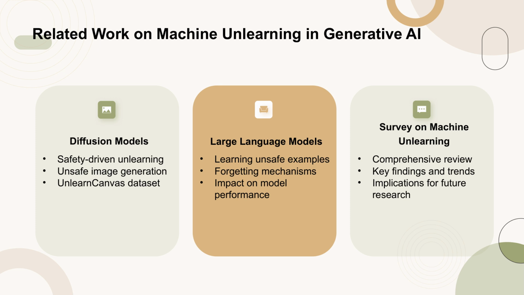In the context of large language models, the studies explore the learning and subsequent forgetting of unsafe examples, examining how these processes affect model performance. Lastly, a survey on machine unlearning provides a comprehensive overview of current research, identifying key findings and trends that guide future directions in the field.